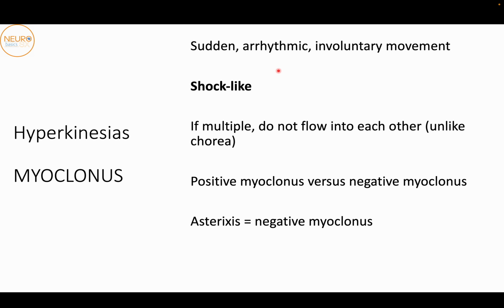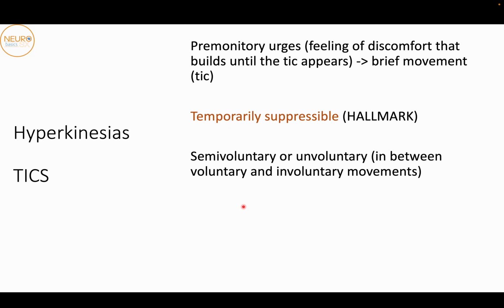Myoclonus happens when there's a sudden and involuntary movement, but it is not like a balismus. Okay, so this is a much lower amplitude. It's basically like you've just been delivered a shock. And if there are multiple myoclonus, they do not flow into each other like chorea would. Myoclonus can be positive or negative. Negative is when you have a drop in the tone suddenly. So as we all know, asterixis is a negative myoclonus.